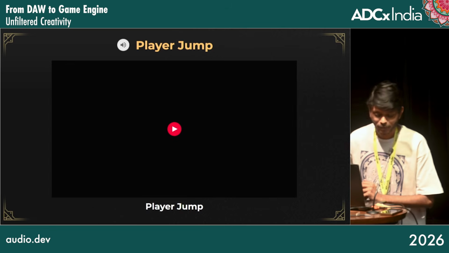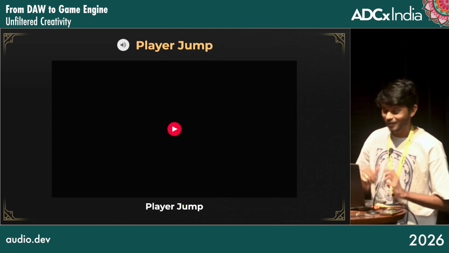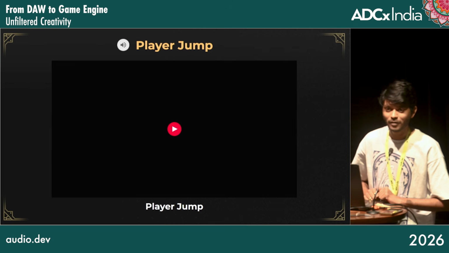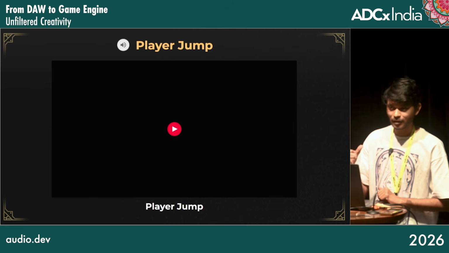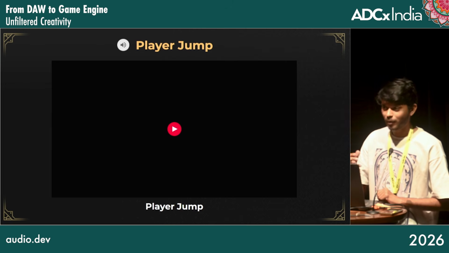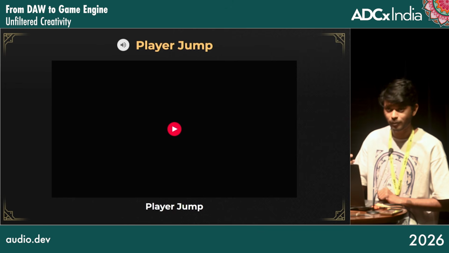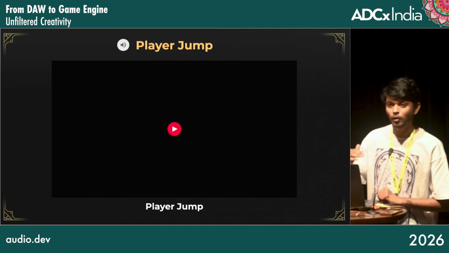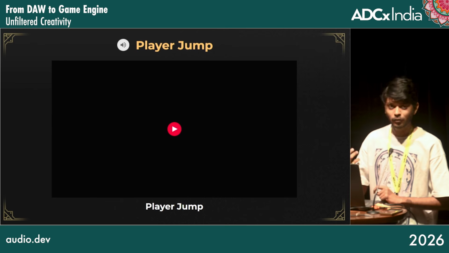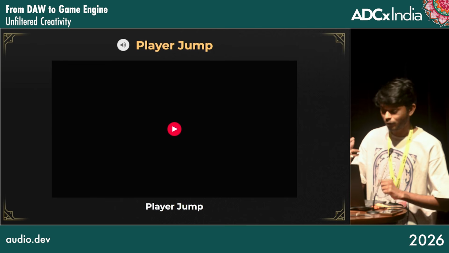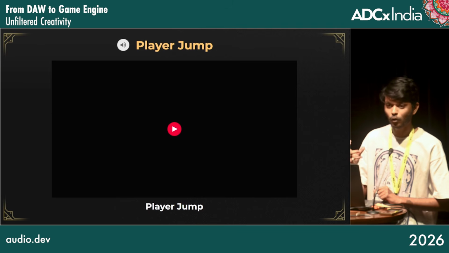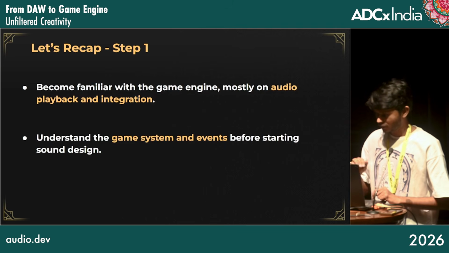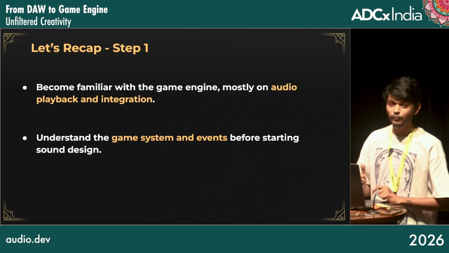Okay, you might be thinking why I'm showing you such a basic example, but as a sound designer, I might create a single clip for the whole animation. But in future, if we have to change the animation speed or jump height, there may be chances of that audio getting out of sync. So as an audio designer, I have to take a call that we should create separate audios for separate events. With this, let's recap step 1.